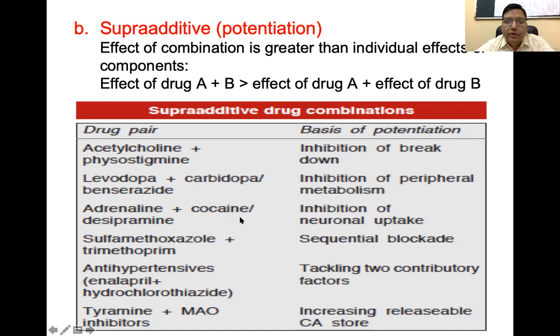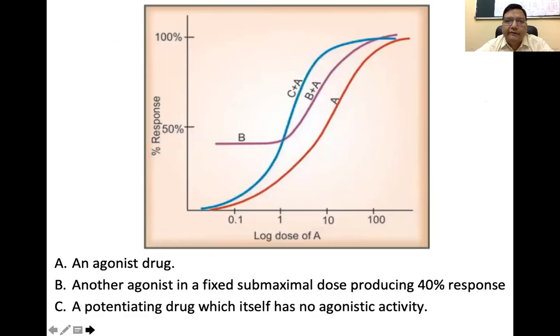Similarly, adrenaline with cocaine or desipramine. Cocaine inhibits the neuronal uptake, and the higher the synaptic level of adrenaline, the more the adrenergic stimulation will be. Similarly, sequential block of folate synthesis occurs with sulfamethoxazole and trimethoprim. So this combination is going to have a potentiating effect. In an antihypertensive, working in two directions producing the same effect. Similarly, these drugs are there. So these are supra-additive ones.